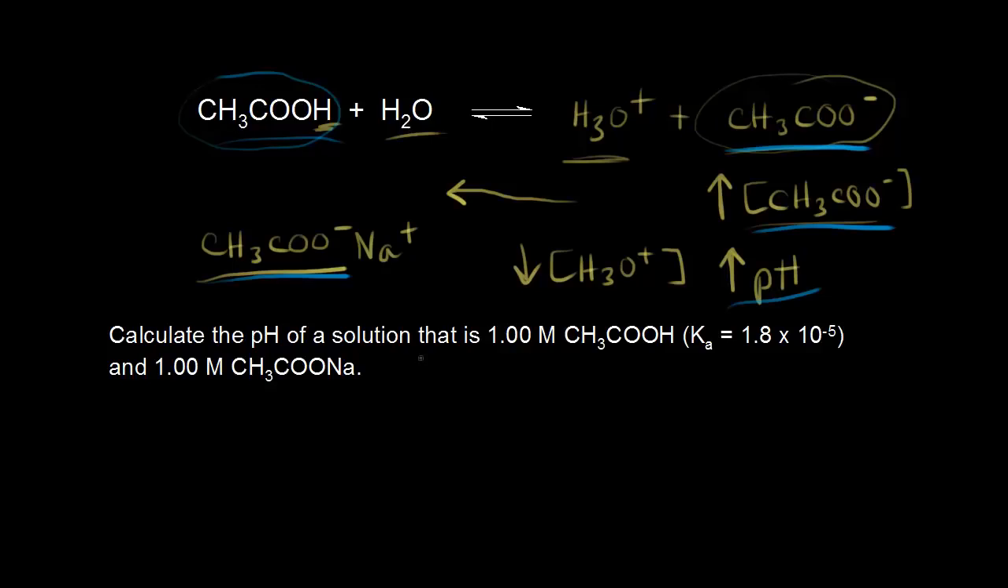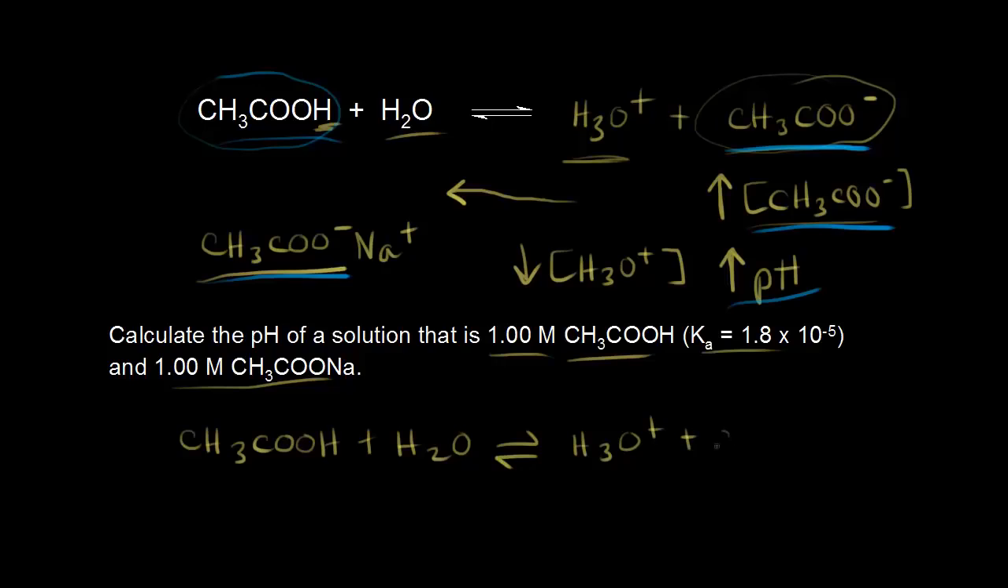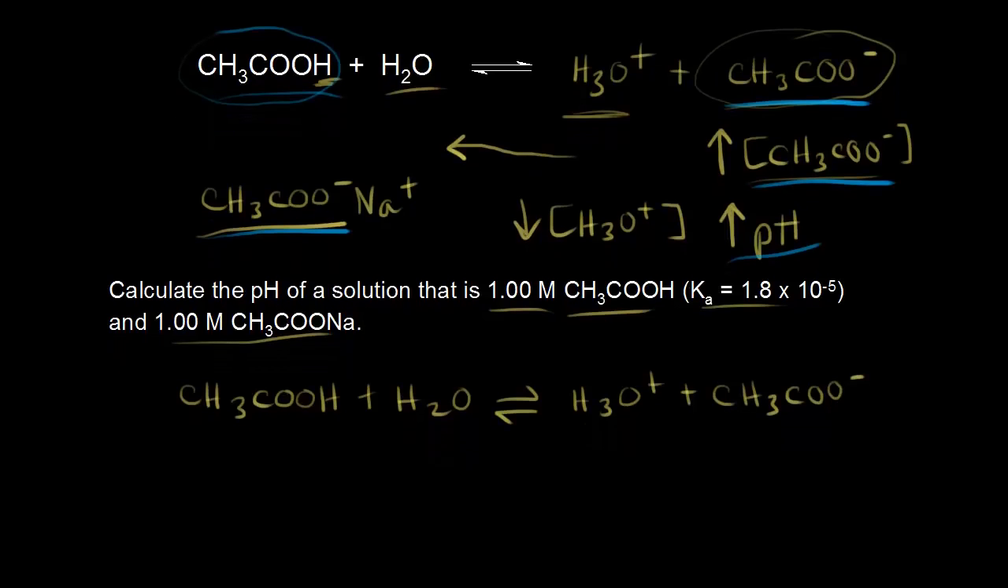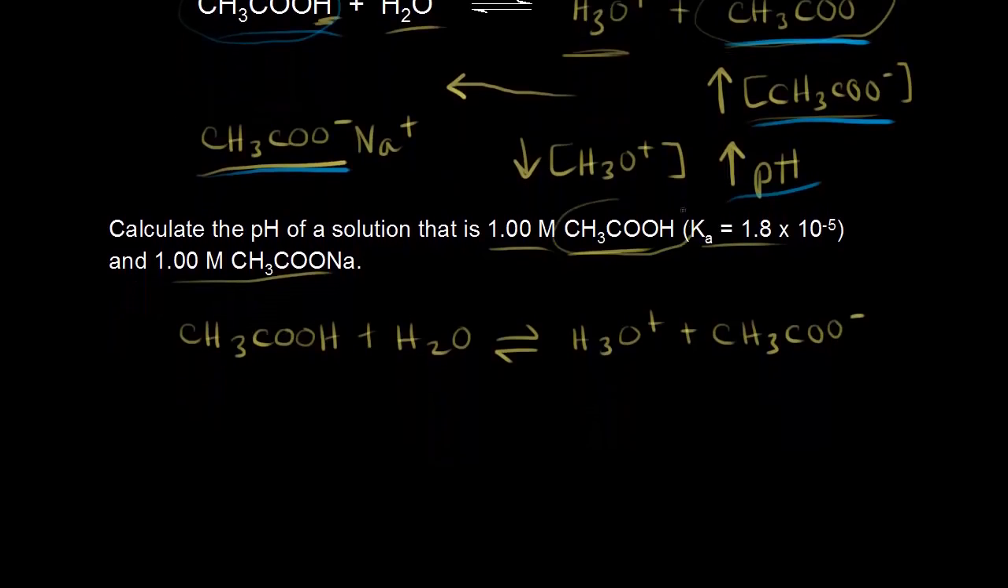So calculate the pH of a solution that is 1 molar in acetic acid, and there's the Ka for acetic acid, and 1 molar for sodium acetate. We're just going to start by rewriting our acid-base reaction. So we have acetic acid plus water, everything at equilibrium with our products H3O+ and acetate CH3COO-. And right now, let's just for a second pretend like we have only acetic acid. So these are the kinds of problems that we've been doing. We started with our initial concentration, and we put a 1.00 molar concentration of acetic acid.